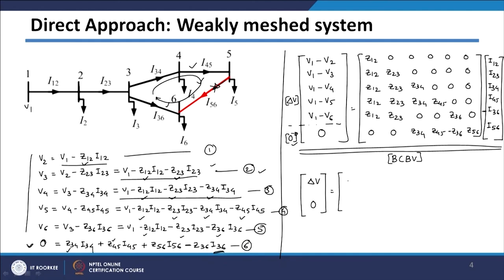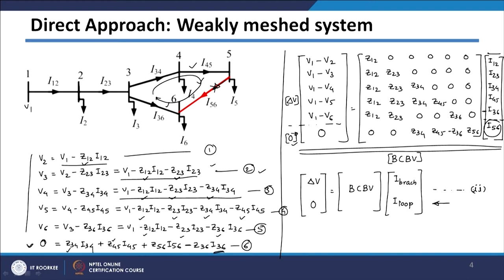It will be equal to this BCBV matrix multiplied by, again, if you see up to I36 from I12, we are having I branch, because these branches are basically radial branches, and then I56 which is basically making the loop. So, that current I am writing as a loop current. Depending upon the number of loop forming branches, this loop current entries will be decided. So, I divided this into 2. So, let us say this is equation number II.